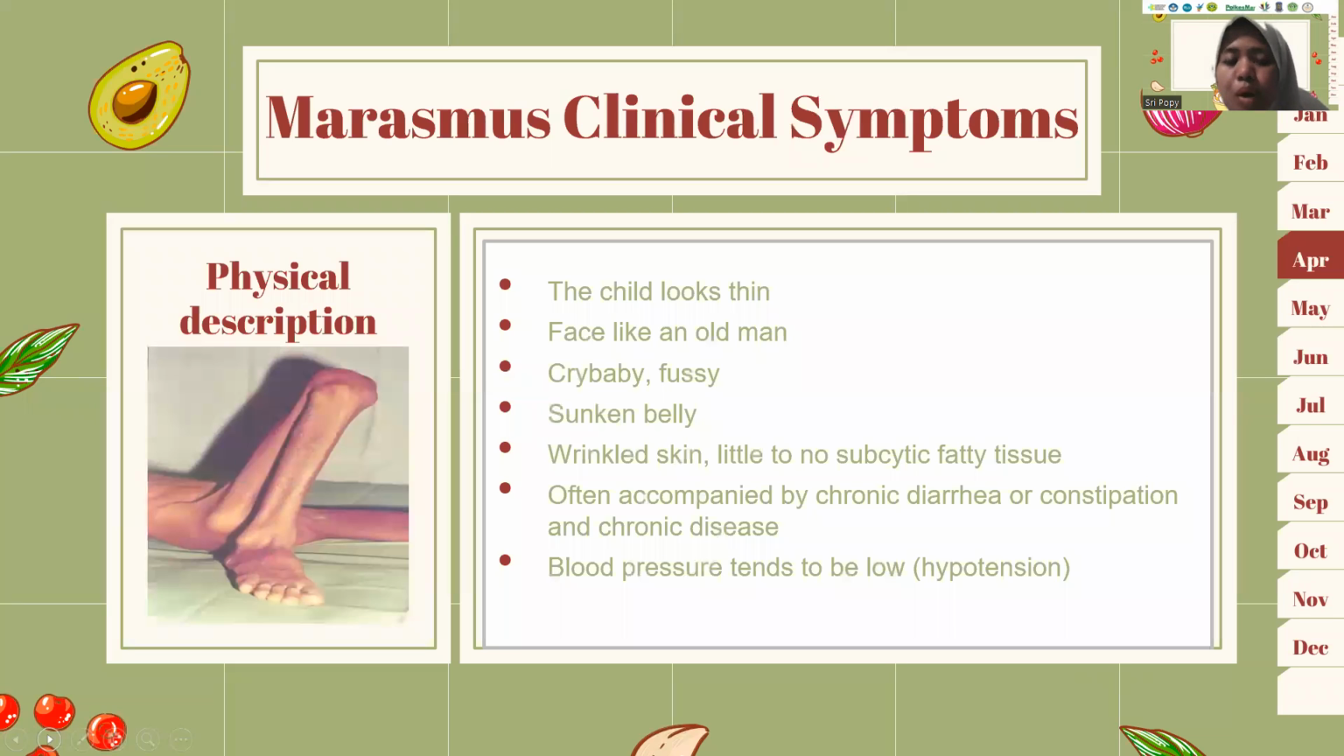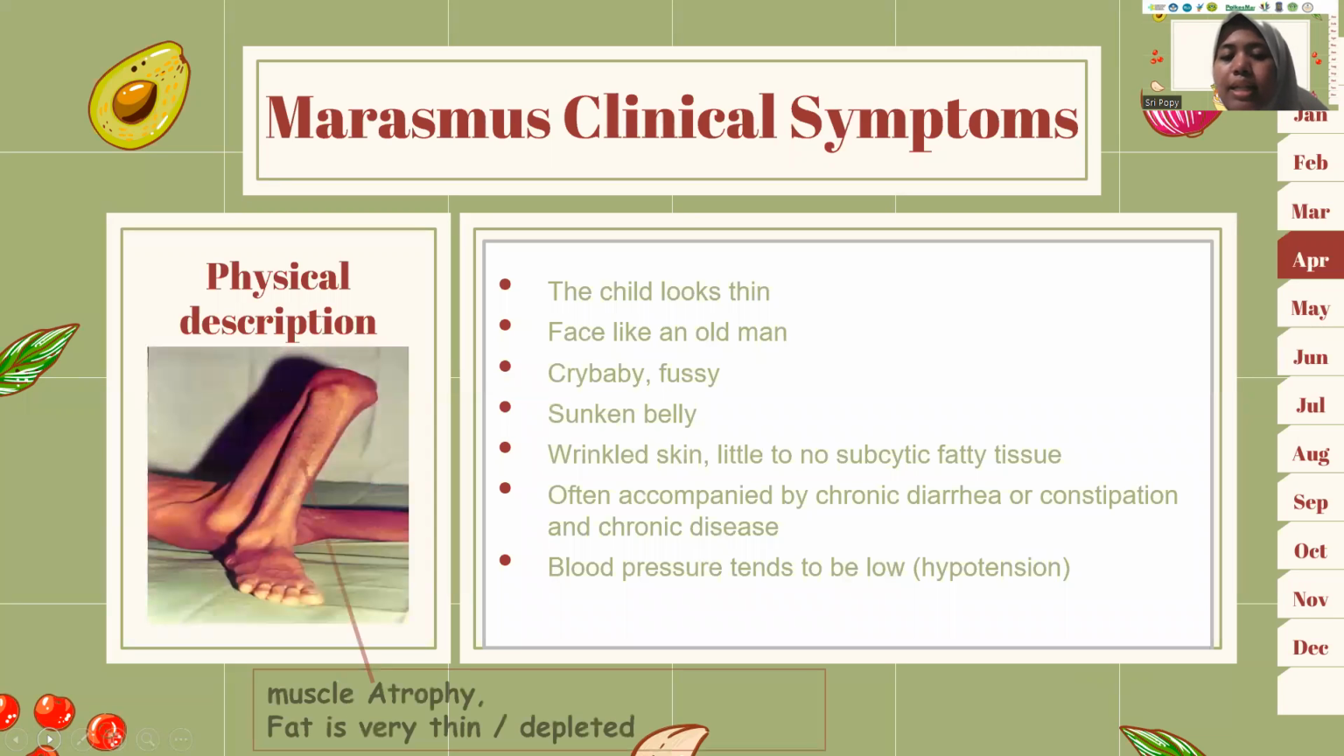Marasmus clinical symptoms: 1. The child looks thin. 2. Face like an old man. 3. Crying fussy. 4. Sunken belly. Wrinkled skin, little to no subcutaneous fatty tissue, often accompanied by chronic diarrhea or constipation and chronic disease. Blood pressure that tends to be low, or hypotension. This picture shows the physical description: muscle atrophy, and fat is very thin or undetected.